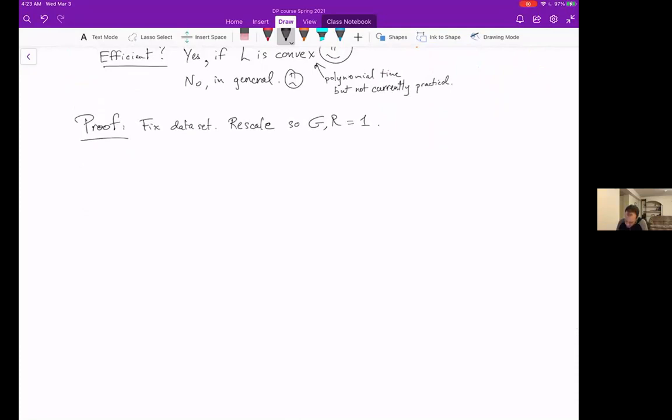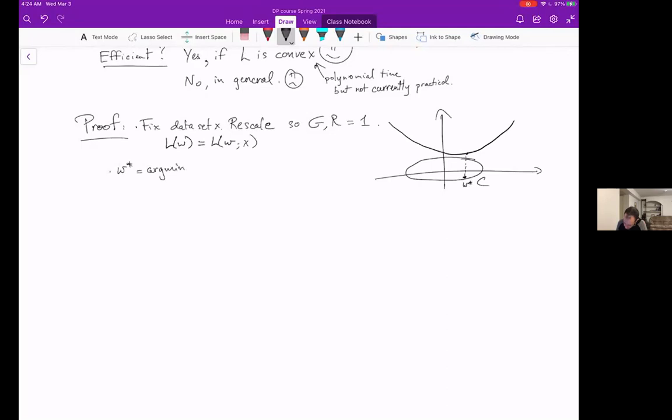All right, so we're going to fix a data set x, and we're going to look at this loss function L, L of w, which is really L of w, x. So we've got this ball C and a loss function that's defined on it. And that C has some true minimizer. Let's call it w star. Let w star be the actual minimizer of the function.